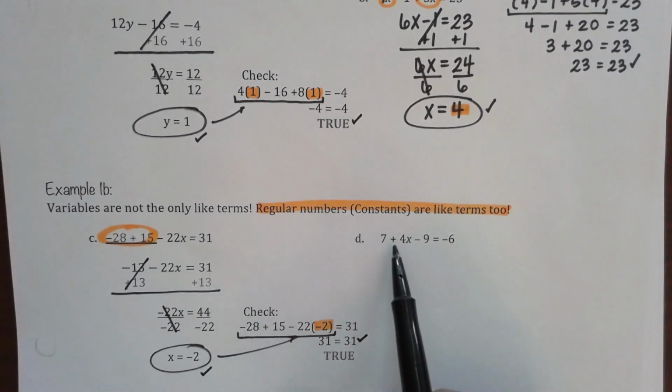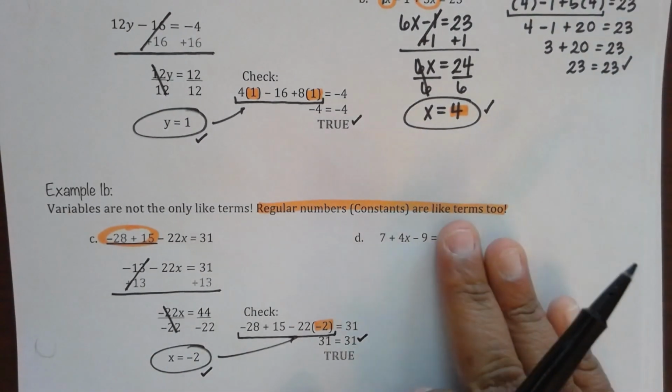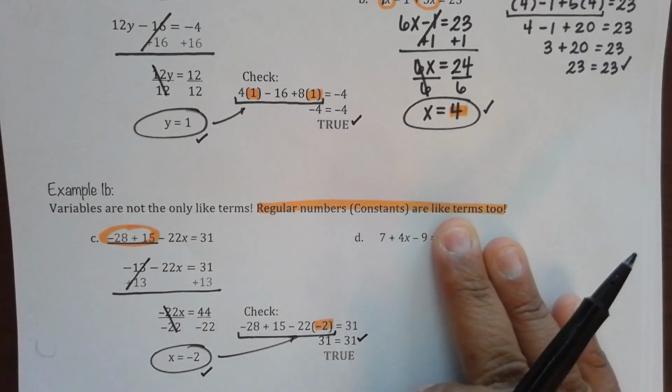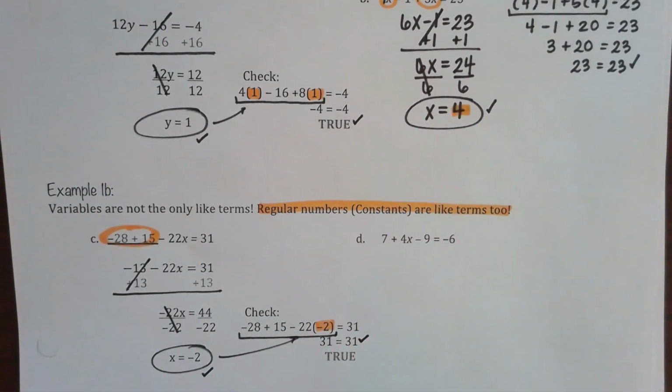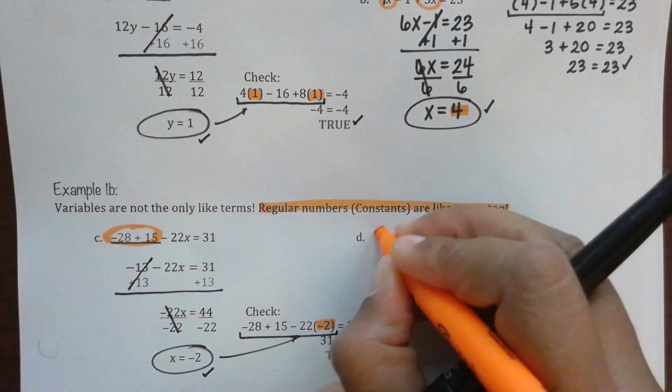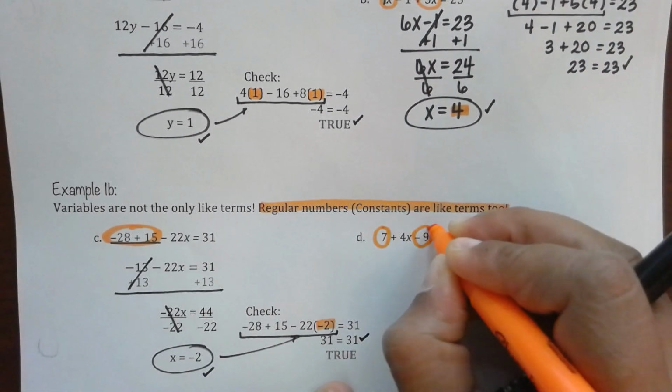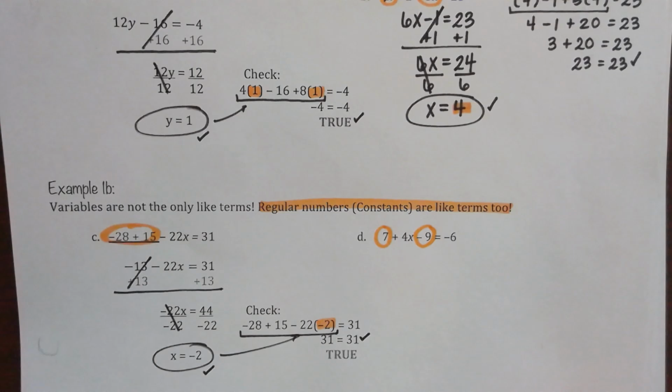We have 7 plus 4x minus 9 equals negative 6. Covering over that right side, do I see anything I can combine on the left side? 7 and negative 9. So if you put 7 plus negative 9, that is also true. If you put 7 minus 9, that is also true. Type in either way you want. They both work. I'll tell you when.